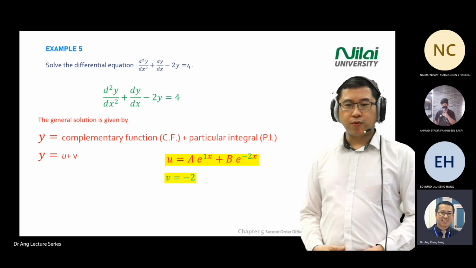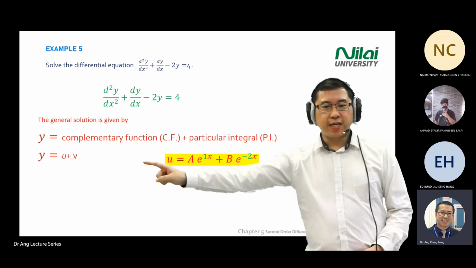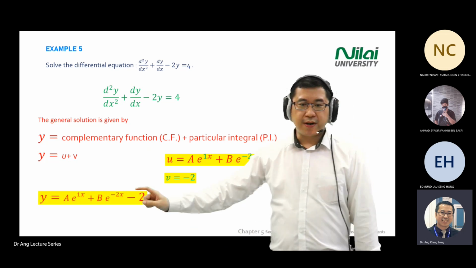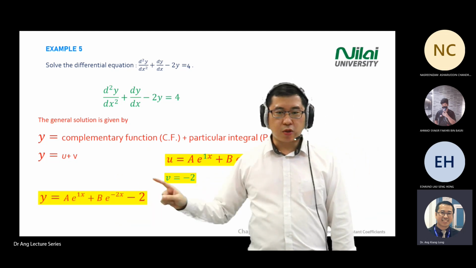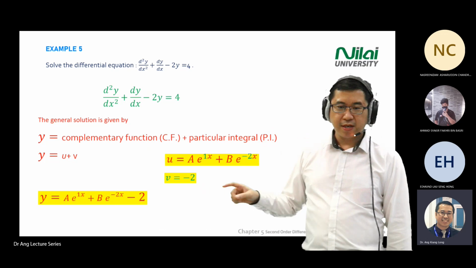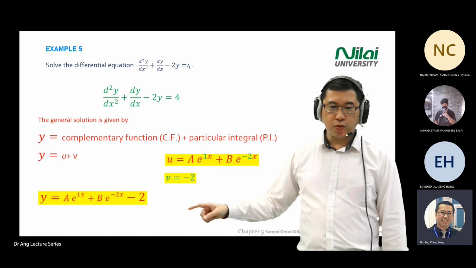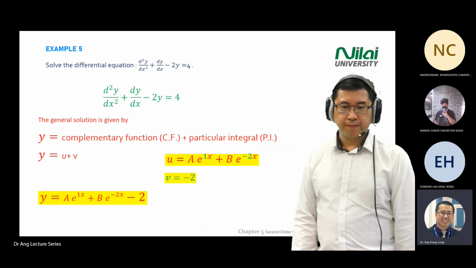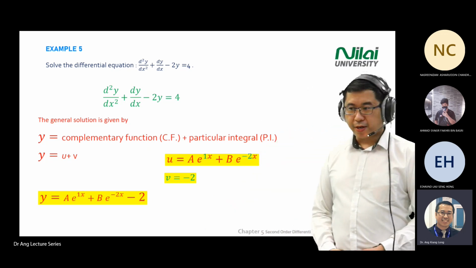Next step, what you do? Substitute this one inside this simple equation. The final answer will be Y equal to this one plus minus 2. So basically, it's minus 2. This is your final answer.